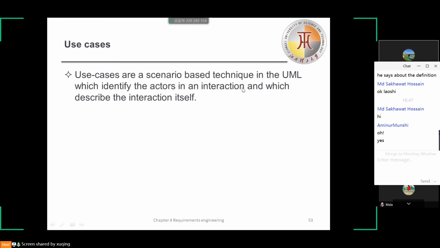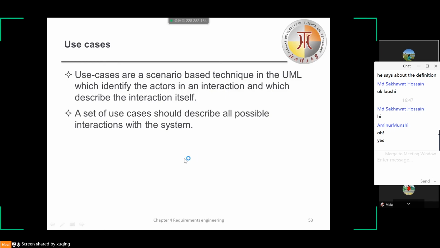We can also supplement this by additional information describing the interaction with the system. The additional information may be some textual descriptions or graphical models like UML sequence or state charts. We'll see UML sequence, I think, perhaps next week. Okay, this is the description of use cases.